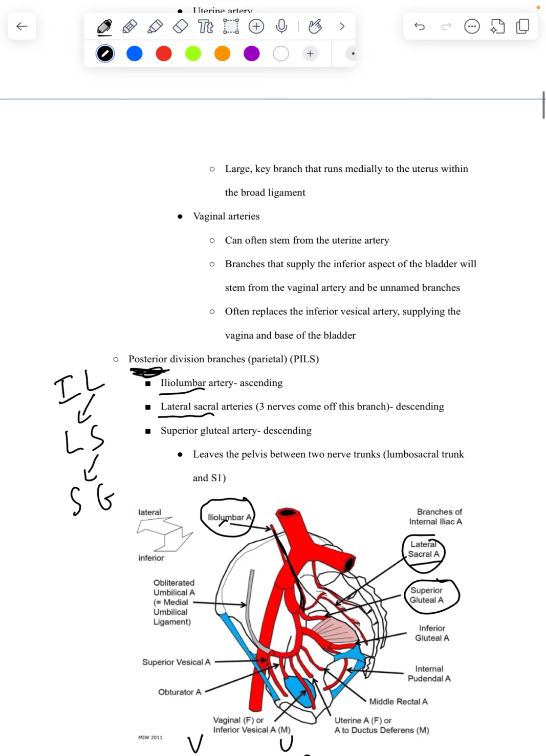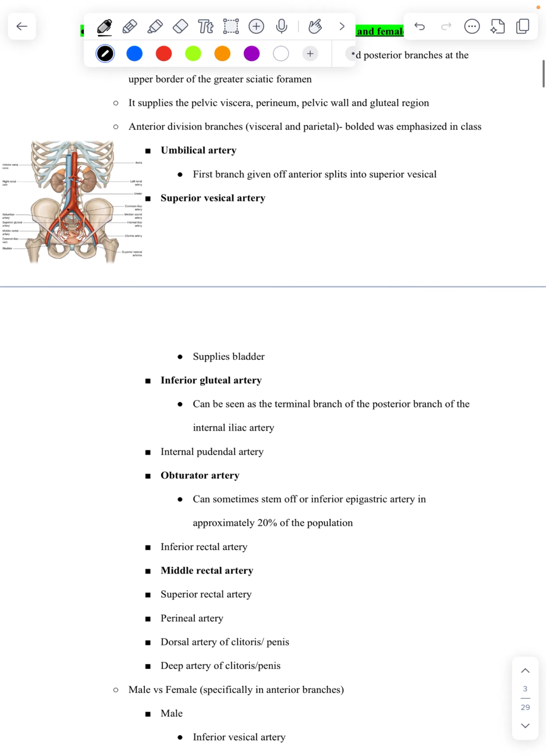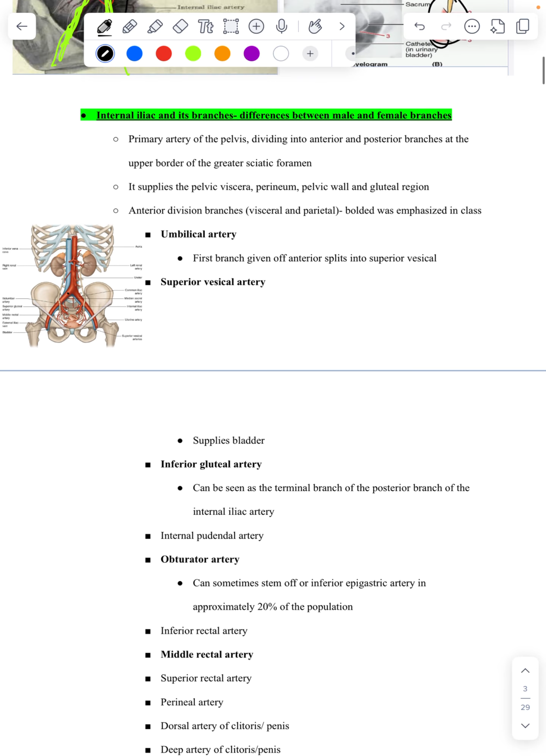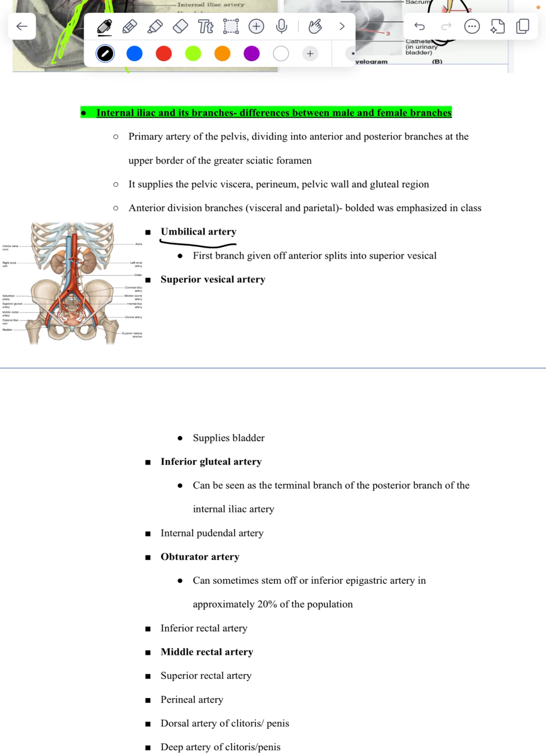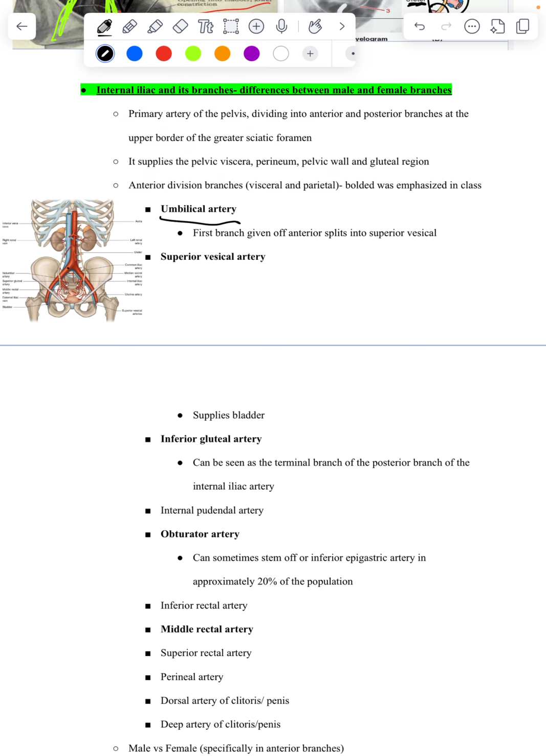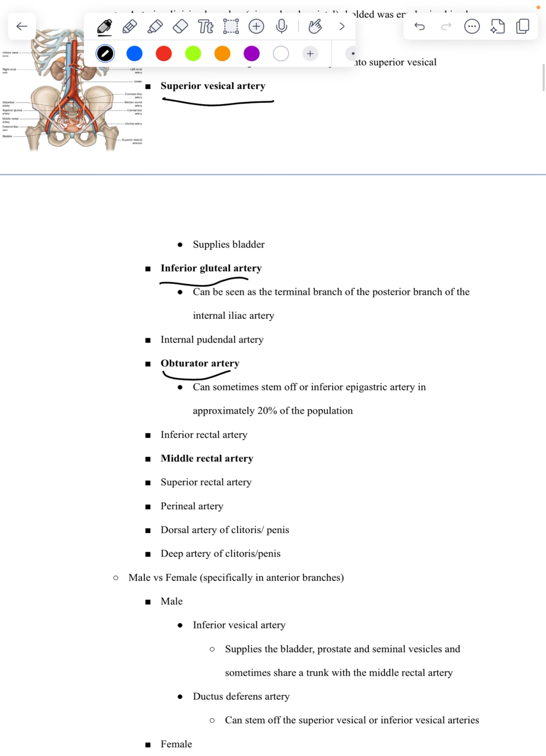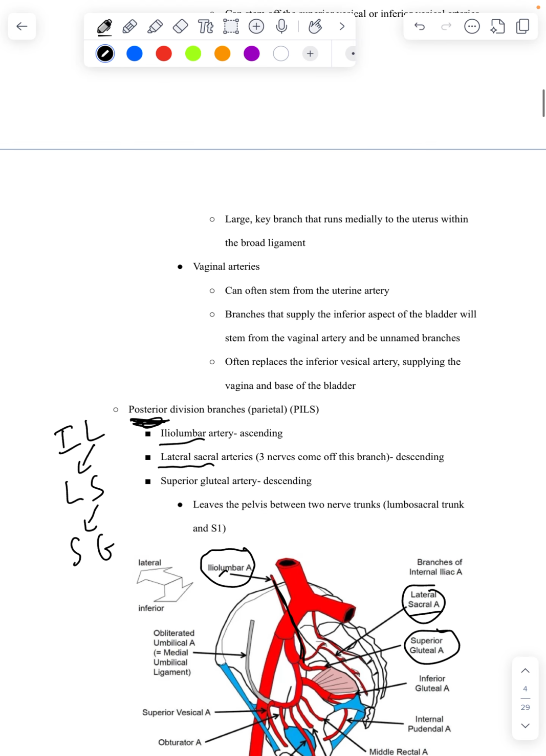Now, for the anterior division branches, there's a lot of them. She has a few that she highlighted. The umbilical, which really stops having any function, and it will become the superior vesicle after you give birth, or after you're born. There's an inferior gluteal, an obturator, a middle rectal. So this is how I kind of remember them.